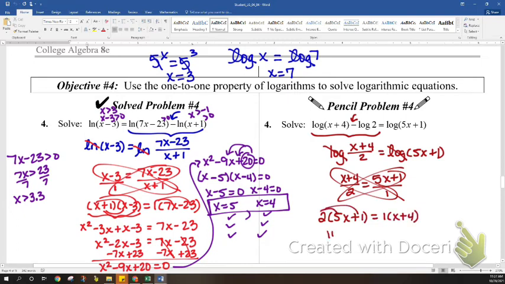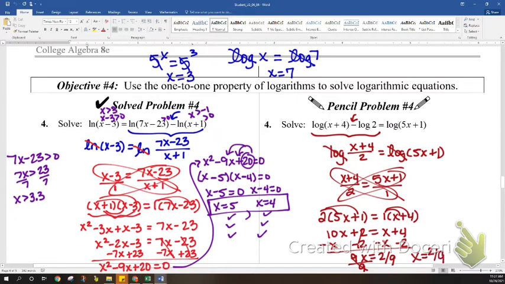Distribute. And solve for x. So divide by 9, and we get x is equal to 2 over 9.